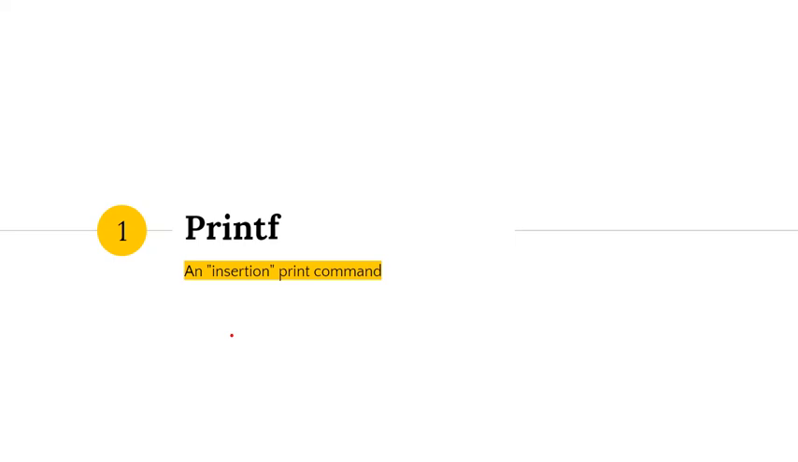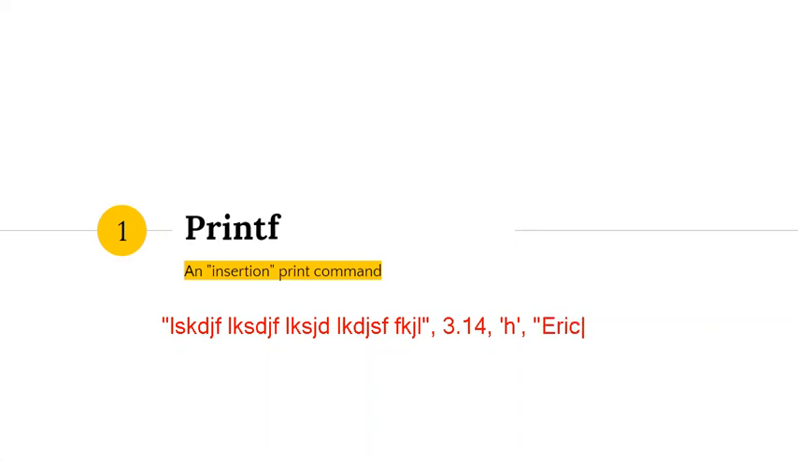I want you to think about printf as an insertion print command. For example, you've got some sort of string, blah blah blah, and outside that string you have a list of parameters. Maybe the first parameter I have is pi, 3.14. Maybe you have the character h, and then maybe you have someone's name, like here's my name.